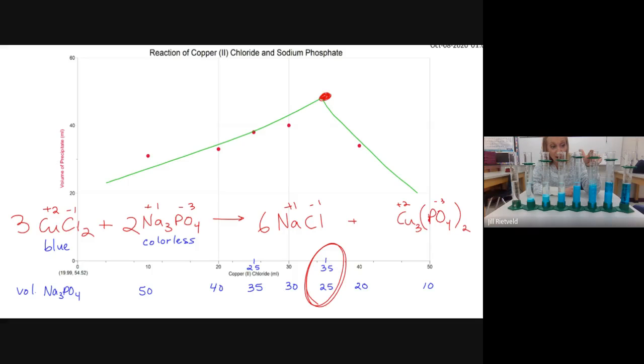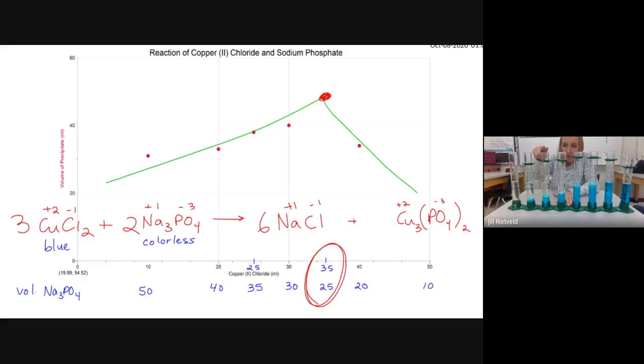Here's the optimal ratio. This is the most product, and there's just a little layer on top of clear solution, and that should be mostly sodium chloride. But then all of these, again, I do not have the optimal ratio. I'm supposed to have about 25 milliliters of the sodium phosphate, that 3-to-2 ratio. But if I have more sodium phosphate, then that becomes the excess reactant.